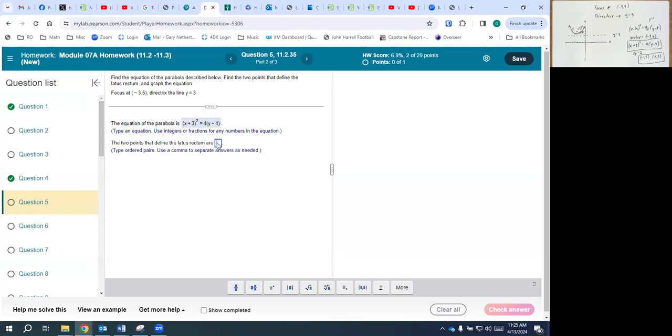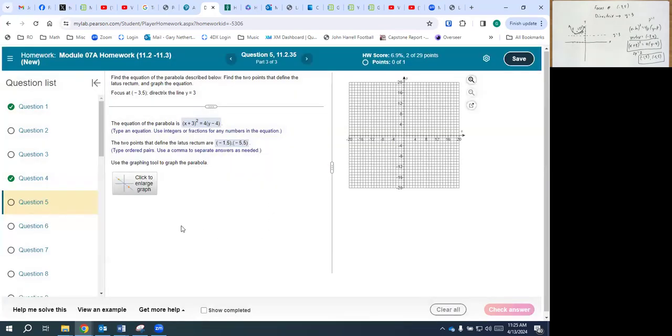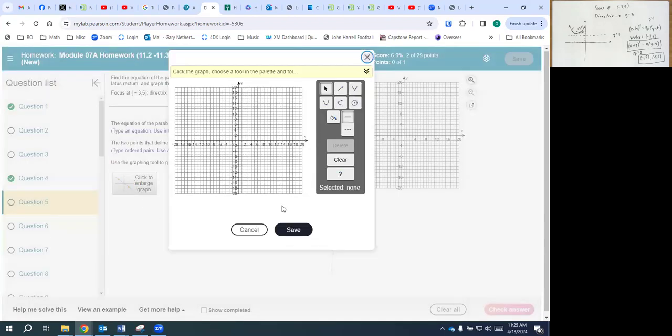Here are our latus rectum points. We have -1, 5, and then a comma, and then -5, 5. Hopefully these are correct. And now we need to plot that. So once again, I'm going to go over here. Now it's an up or down parabola. In this case, it's an up.